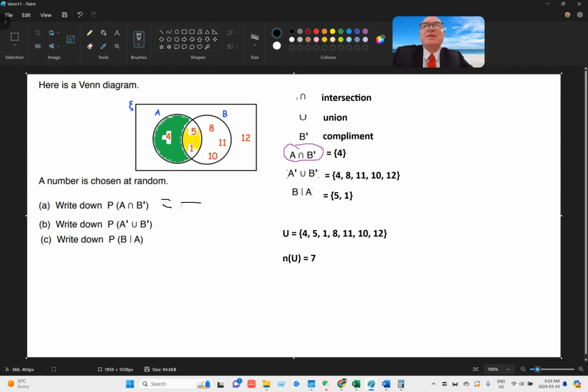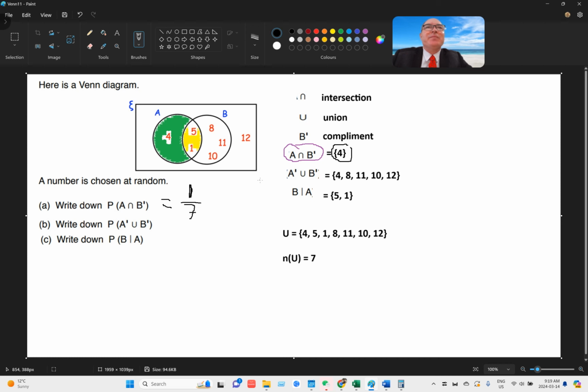This is going to be helpful because now I'm going over here, and for my probability, on the bottom is the total number of options when I choose something at random. But I only want something from this set, A intersection B prime. I'm looking up here. There's only one thing in that set. So that's supposed to be a 1. That would be okay for an answer.